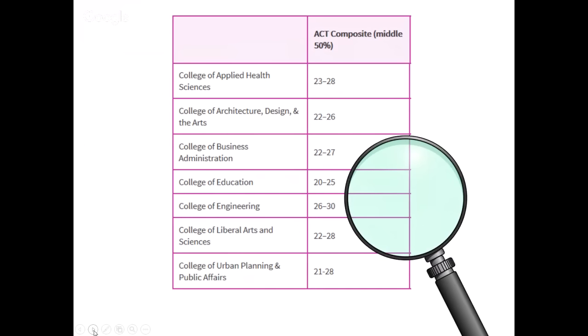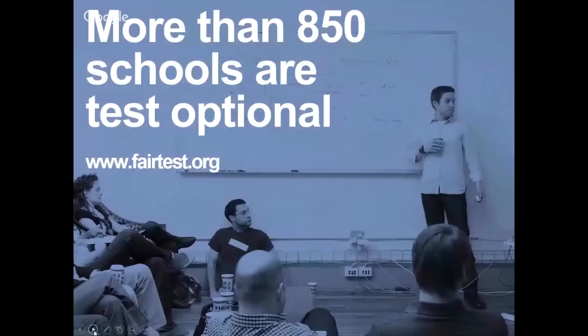When you see a range like this on a website, you know that the university is more holistic in their admissions. A more formulaic university will tell you the minimum score required, whereas a more holistic university will give you a range like this. Now, more than 850 universities in the United States are test optional, meaning the SAT or ACT is optional.